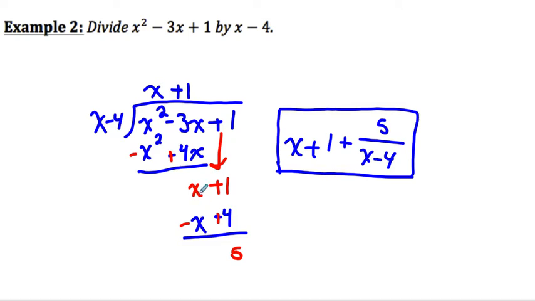Add. Again, these have to cancel. Otherwise, you made a mistake. You got to fix it. 1 plus 4 is 5. So final answer, whatever's up top, x plus 1, goes first. And then plus remainder, which is 5, divided by, stuff out front, x minus 4. So there's your final answer.